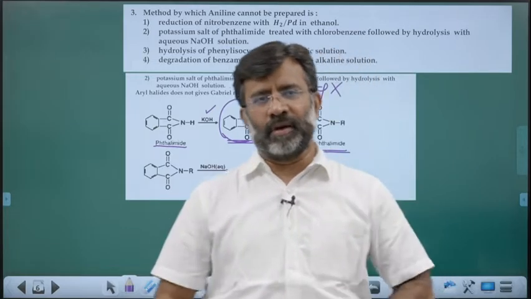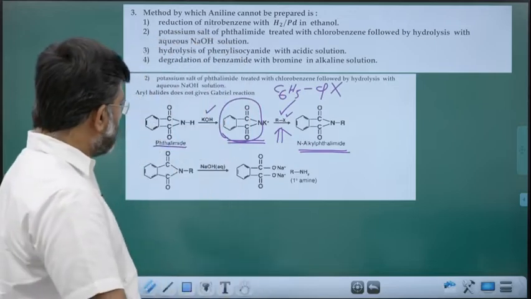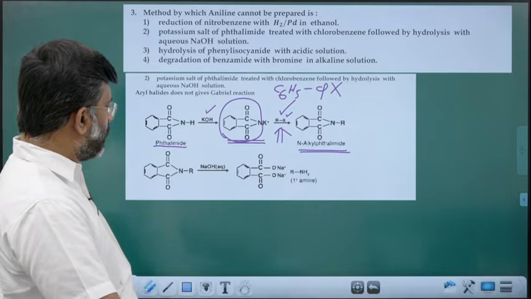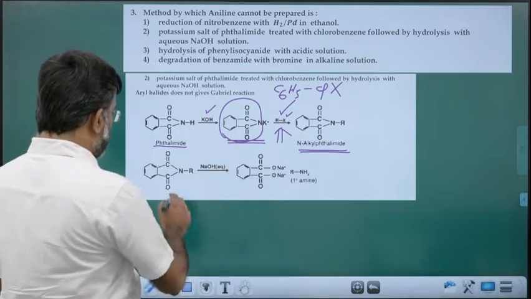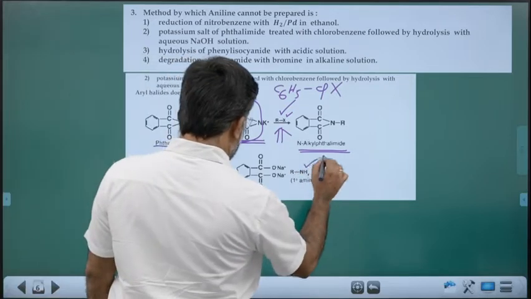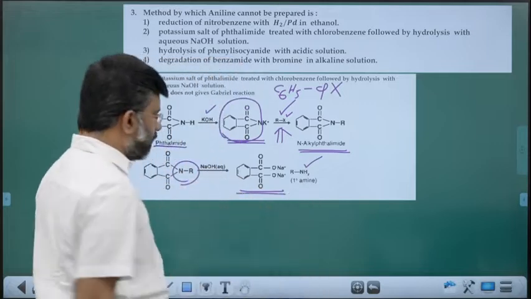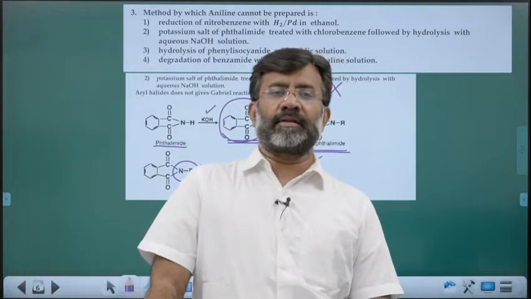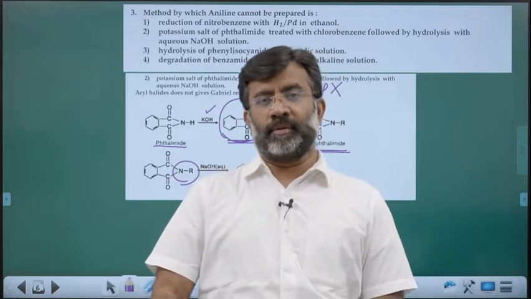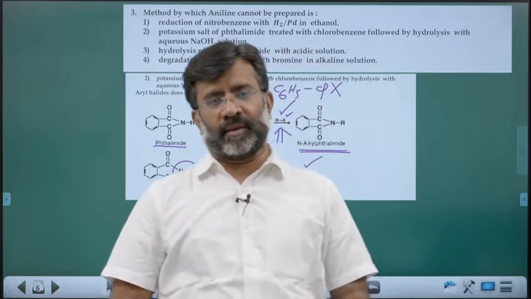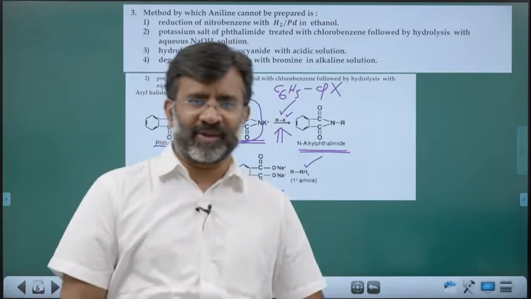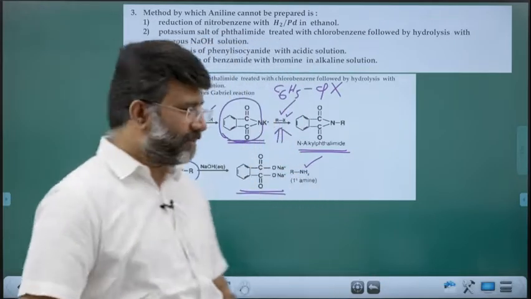So that is a problem there. And coming back to the reaction, you are getting N-alkyl phthalimide. Upon hydrolysis, you are getting primary amine. This part of the molecule will be converted to primary amine and the remaining will be converted to sodium phthalate. This is Gabriel phthalimide reaction used for the preparation of aliphatic primary amines, not aromatic. Hope you understood. Next question.